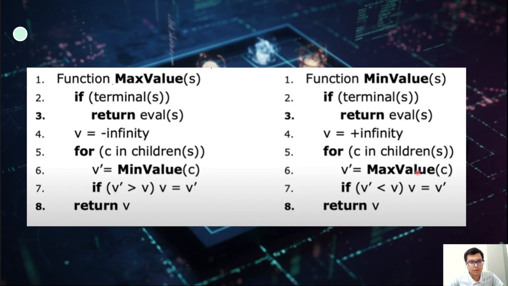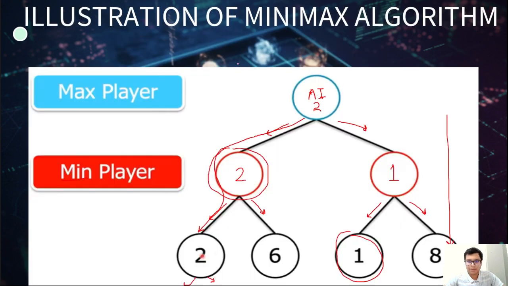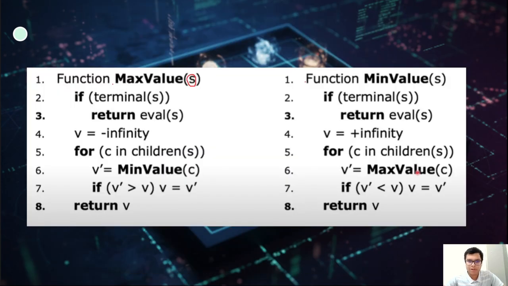Let me first explain max value. If terminal S, what is S? S is an argument of the function and it is the node which is currently being passed. For example, if this node is called S, then I would pass this node into the function. This is just pseudocode. Don't worry about how I pass a node to the function, as a node is not very well defined right now. We will see in the implementation part how to do this.